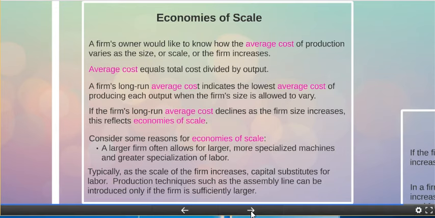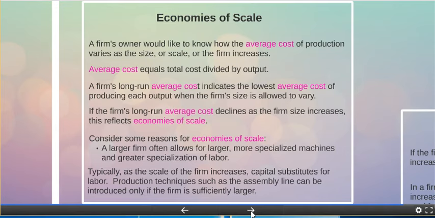A firm's long-run average cost indicates the lowest average cost of producing each output when the firm's size is allowed to vary. Bottom line, what we need to know about economies of scale is, if the firm's long-run average cost declines as the firm's size increases, this reflects the economies of scale. This is the important part about this slide.